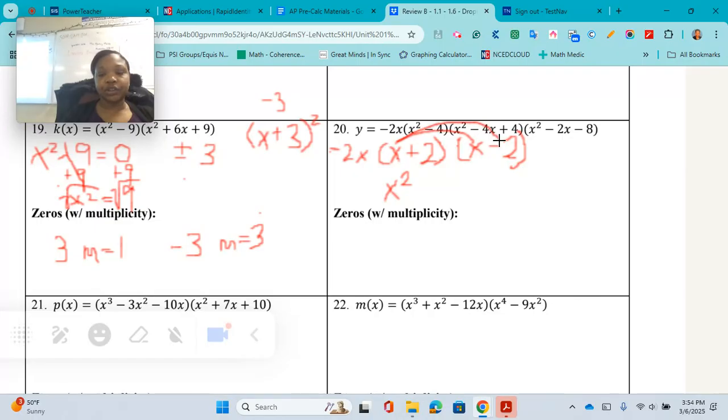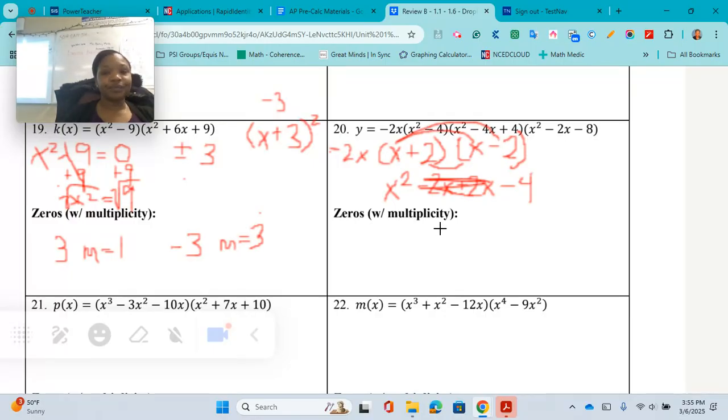X times negative 2 is negative 2x. Two times x is positive 2x. And 2 times negative 2 is negative 4. Combining like terms, that positive 2x and the negative 2x cancel out and only leave x squared minus 4, which is the difference of squares.